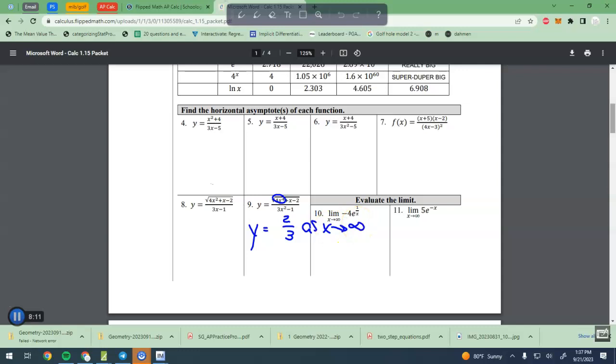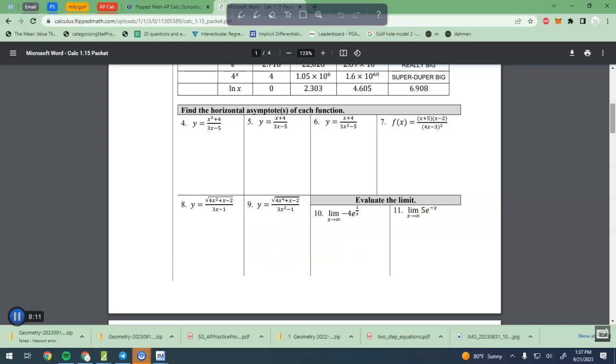You don't really have to write this part, I'm just trying to show you where it came from. But if I plug in negative infinity, will the top be positive or negative? Positive. Will the bottom be positive or negative? It will also be positive. So this is the case in both. So it's just y equals 2/3. Questions there?